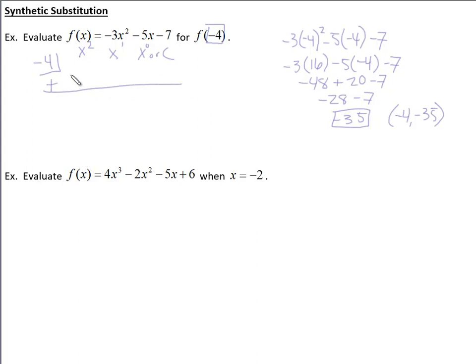Sorry, this is pretty not straight here. Let's fix it. All right, slightly better.